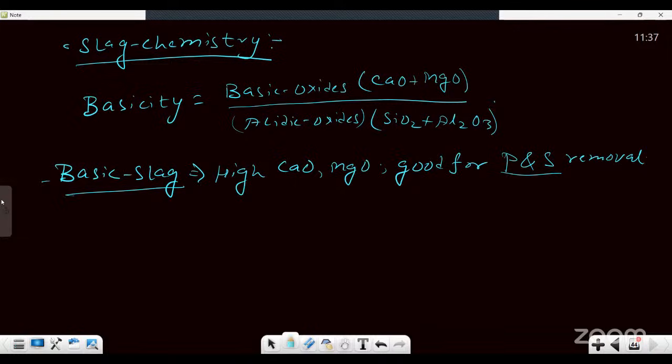One is reducing condition is required. Yes, reducing conditions we can give because we are adding coke, so carbon is already there. Now, apart from the reducing condition, you also need basic slag for their removal. So the point is that this basically depends on what we are charging, right? Like gangue content in ore.